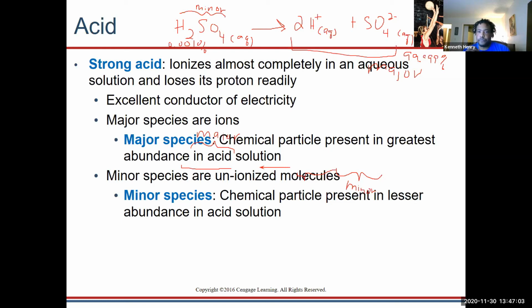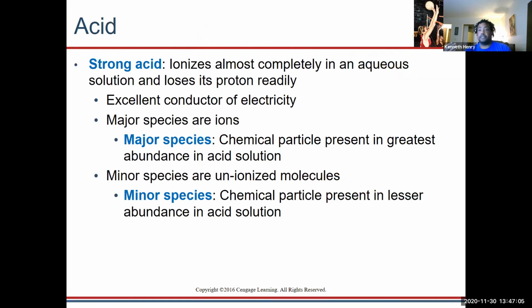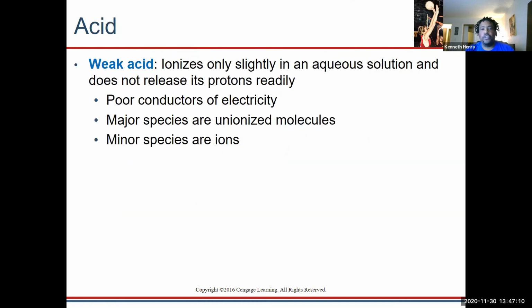Now, weak acids are only going to be slightly ionized. So that means the majority of the species is going to be unionized, and only a little bit, the minor species, is going to be ionized. Okay, so let me show you an example.